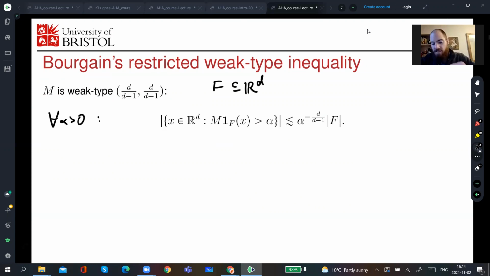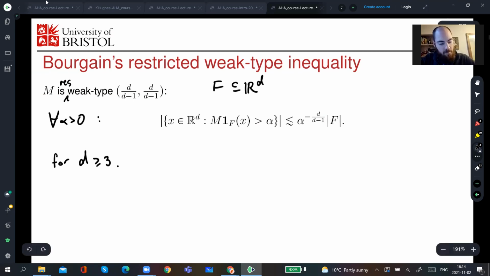Okay, and this also only holds for d greater than or equal to 3. Well, okay, it's restricted weak type. The restricted just means it's these functions, these characteristic functions of sets. The weak type bounds here, so the condition without restricted, actually fails. Stein showed that in his original paper.